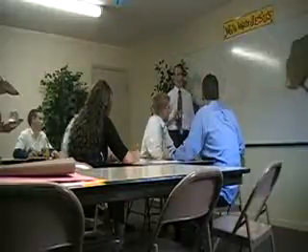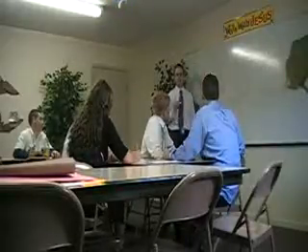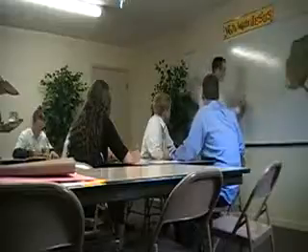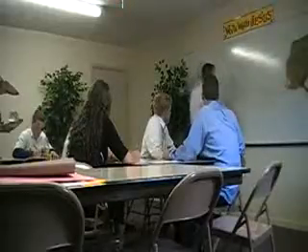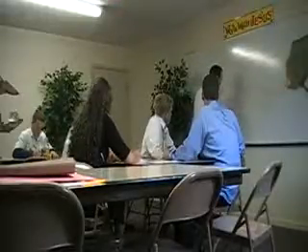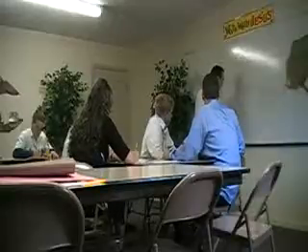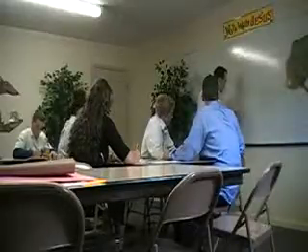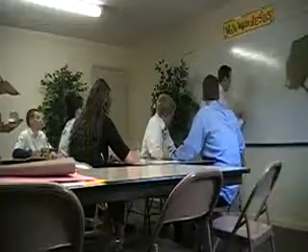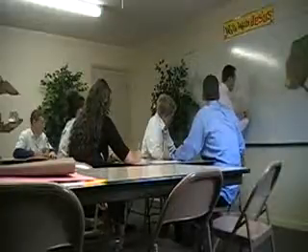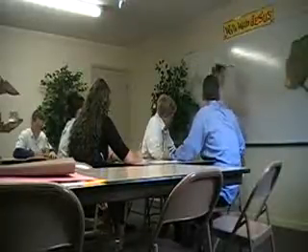So all you do is use the FOIL method. There's actually an easier way. Here's what it is. The formula is a plus b times a plus b equals a squared plus 2ab plus b squared.